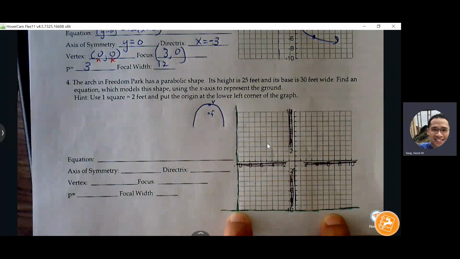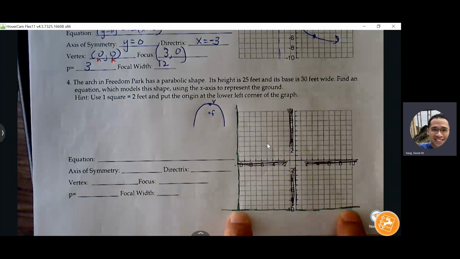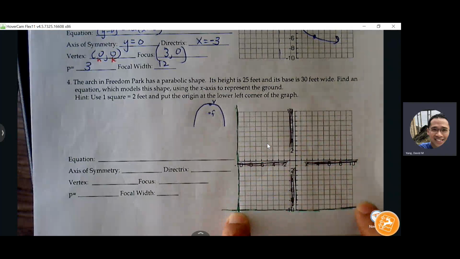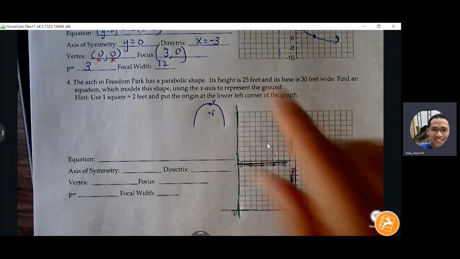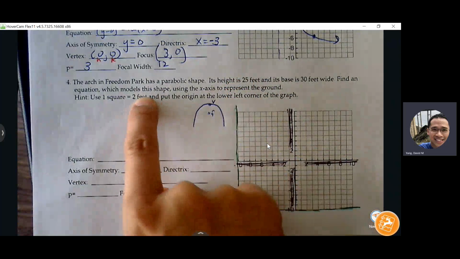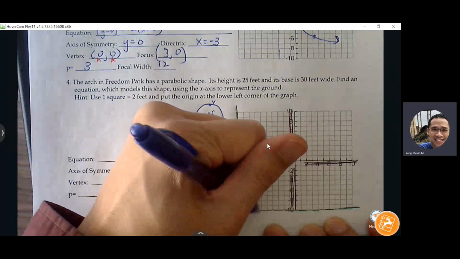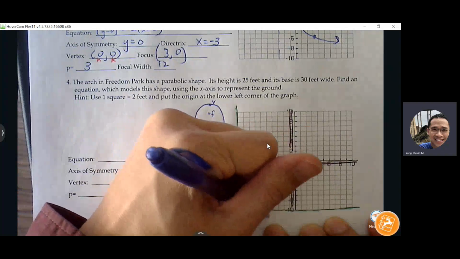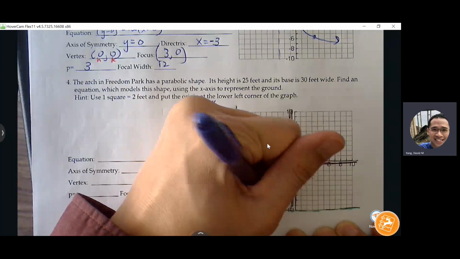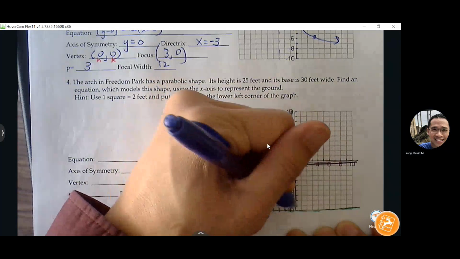So we want the base of the parabola to land at one side of the origin, and the other is going to be 30 units away. But I'm going to count by 2. It says 1 square is every 2 feet. So 2, 4, 6, 8, 10. 2, 4, 6, 8.